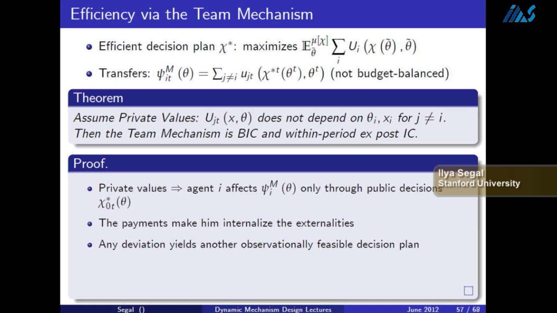Also, of course, every deviation will give rise to a different decision rule. But whatever he does, he can induce a different decision rule, but it will still have to be observationally feasible, a measurable decision rule, because it can only be based on what he has observed. And even if he managed to spy on the other agents in the current period, it will still be observationally feasible, because the mechanism would be able to do the same thing. Okay, and then because we assume that chi star is already maximizing the expected total surplus, he will not be able to find any deviation that will be profitable.